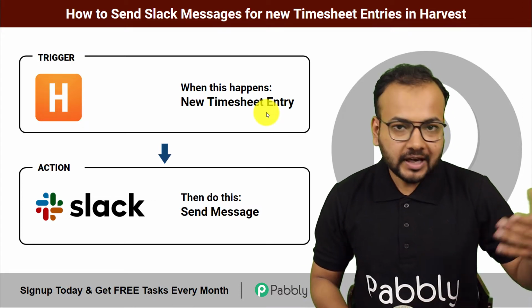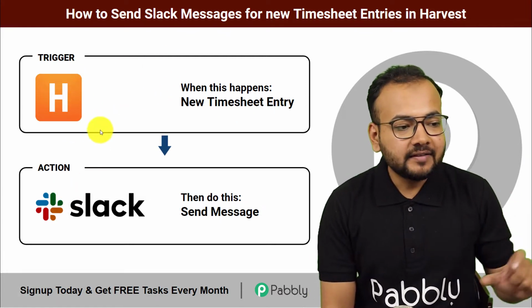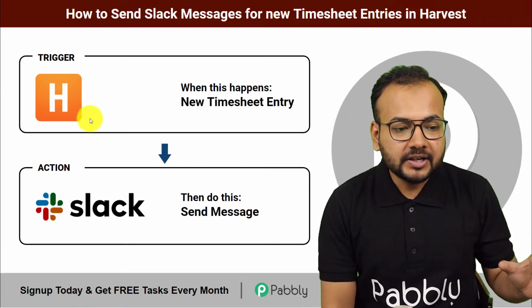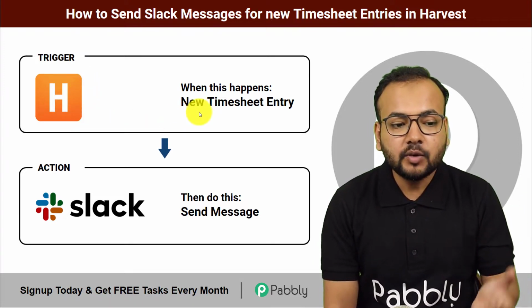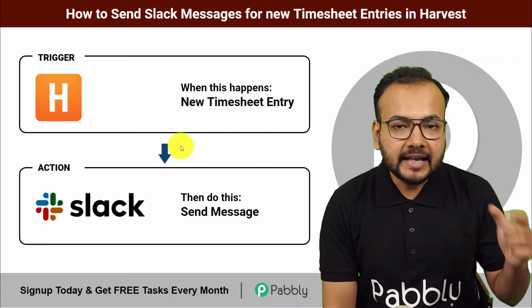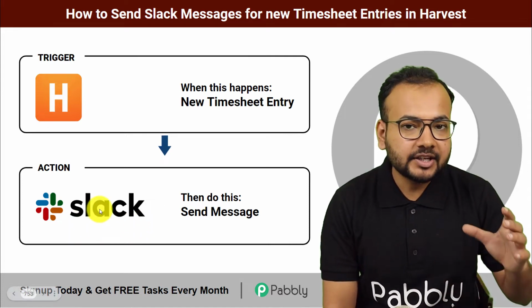So guys, here we are going to do this with the help of this automation. Here we are using Harvest as our trigger application, which is a time tracking application, guys. And here, whenever you get a new timesheet entry, the details of that entry will be delivered as a message to your team present on Slack automatically. So Slack is our action application.